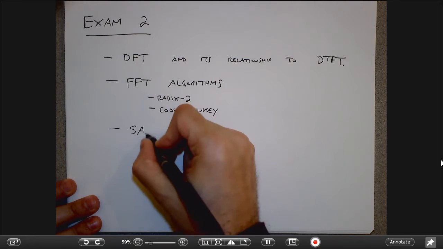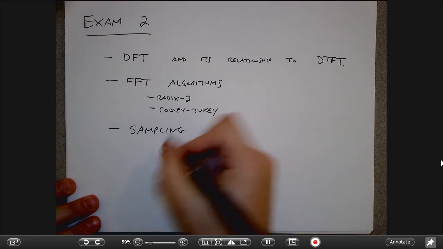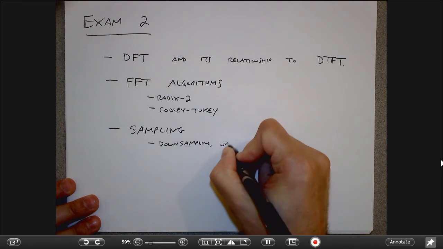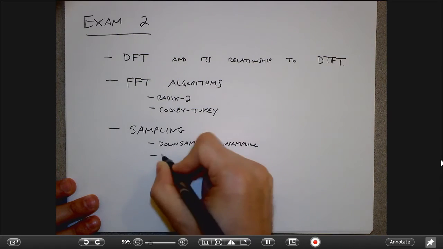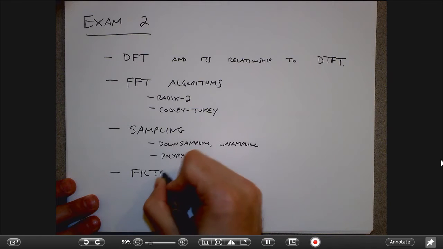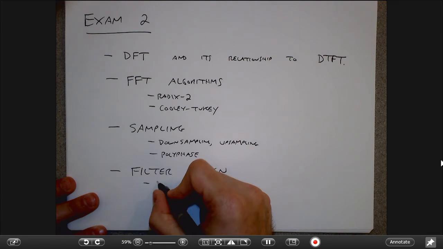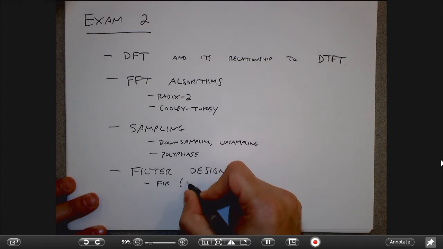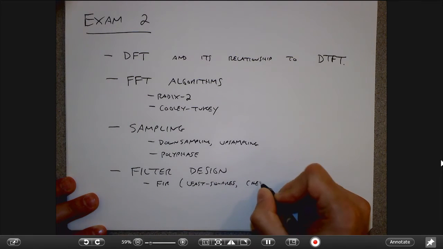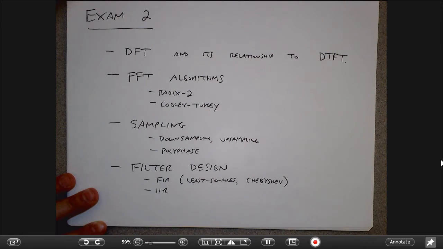Then we talked about the sampling theorem, a topic we covered over a couple of lectures, about the general sampling theorem and also things like downsampling and upsampling and polyphase or multi-rate signal processing. Then we talked about filter design. And in filter design, we talked about FIR, both in terms of least squares and Chebyshev. And we talked about IIR filter design, or you talked about it while I was gone, hopefully.